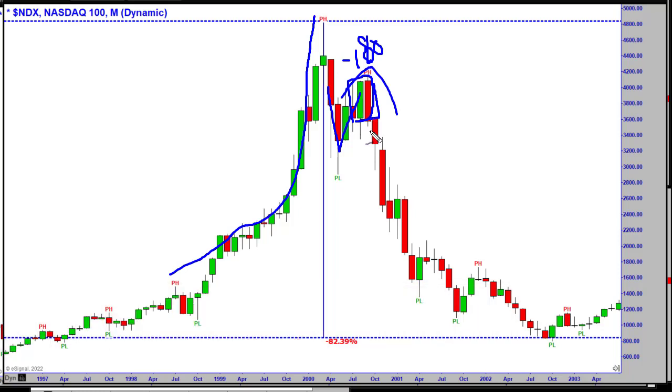These are what we call continuation type of patterns. And as it went down, it tried to stall, down again, and then it begins to accelerate into this area of support. That's why we say look to the left. And now it begins to stabilize again.